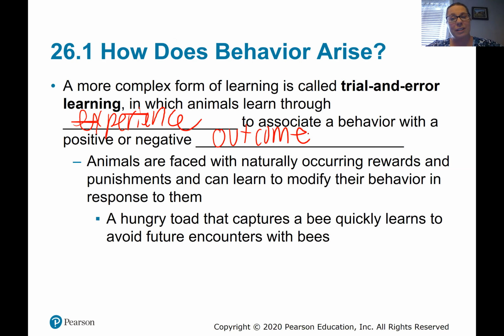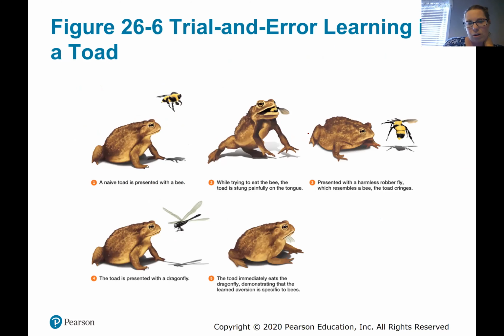The toddler probably touches it anyway. And that trial showed them that if you touch something hot, that's a negative outcome. Okay. Now, if they were to go and touch the, I don't know, sink, for example, that's probably not going to be hot. Okay. Another example is the hungry toad.